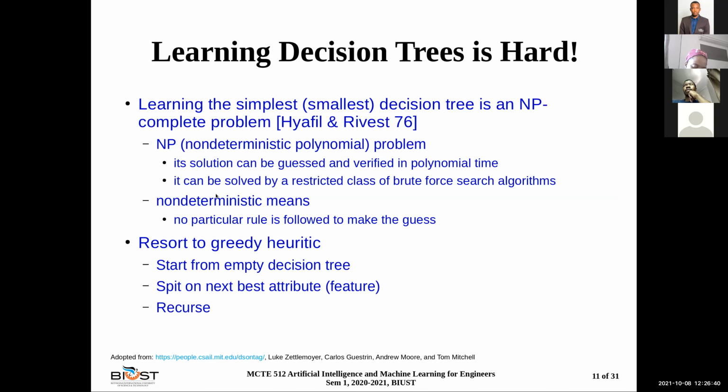Anyway, let's not dwell too much on this one. Then we can resort to greedy heuristics. That means you start with an empty decision tree and split on the best attribute or feature, or you can come out with some recourse on how to solve the problem.